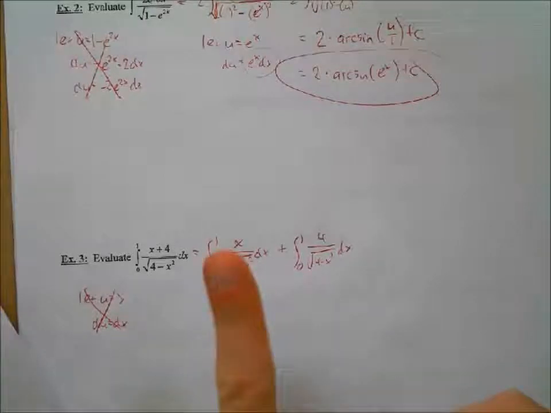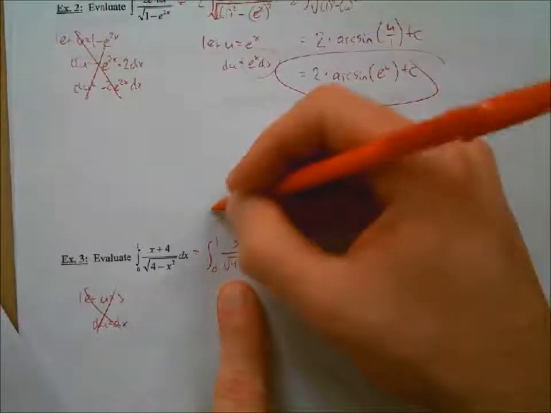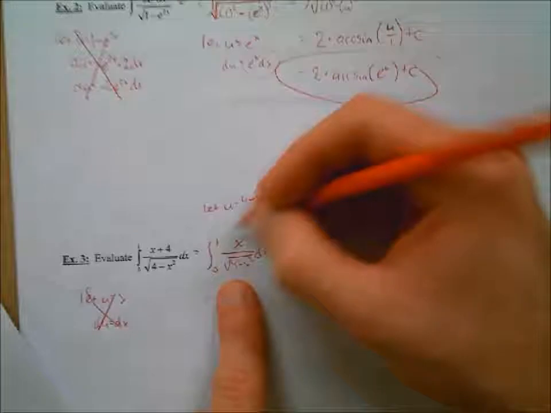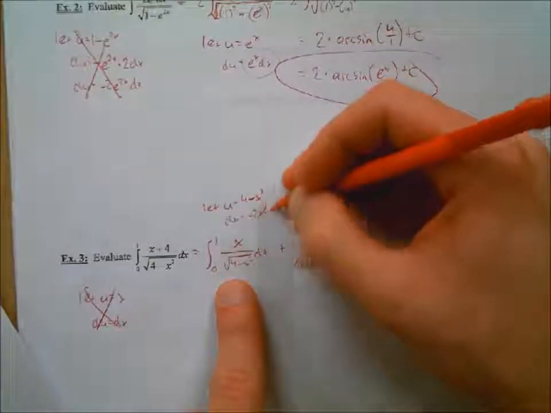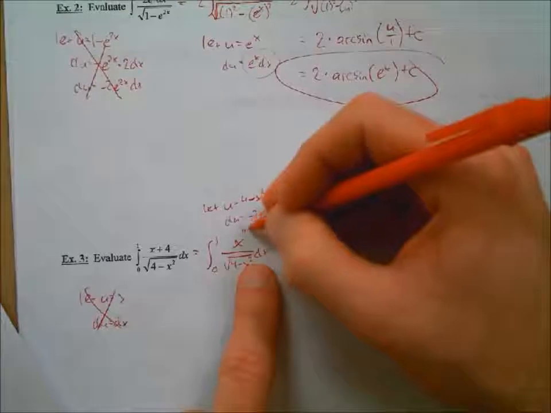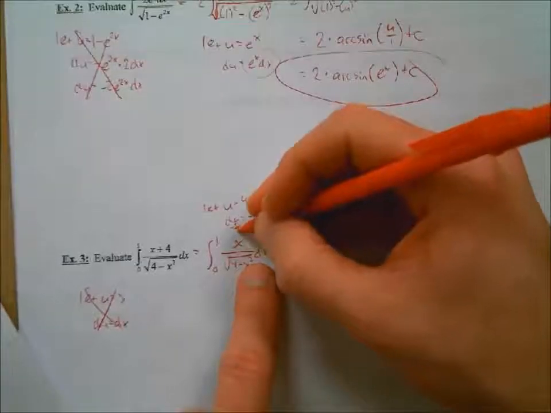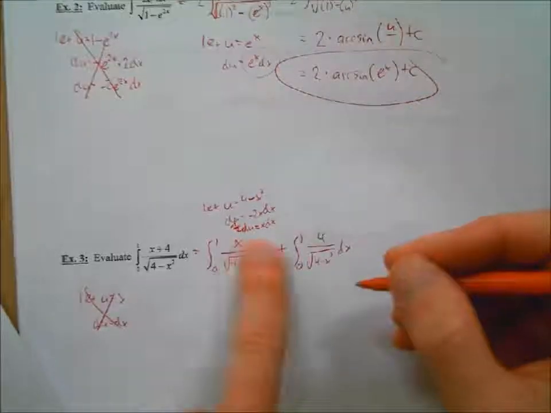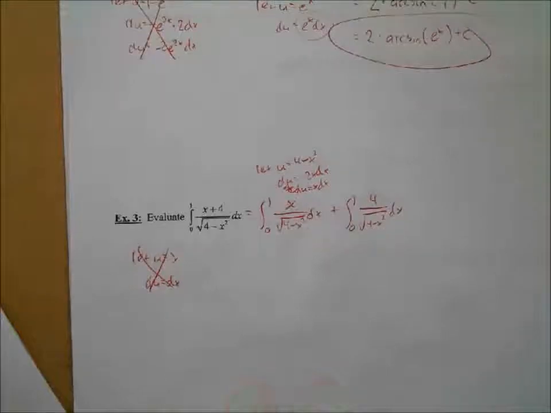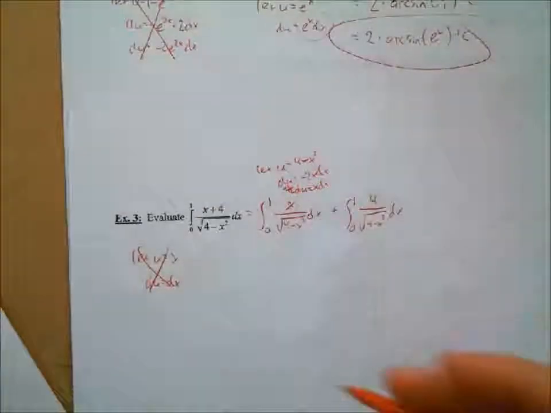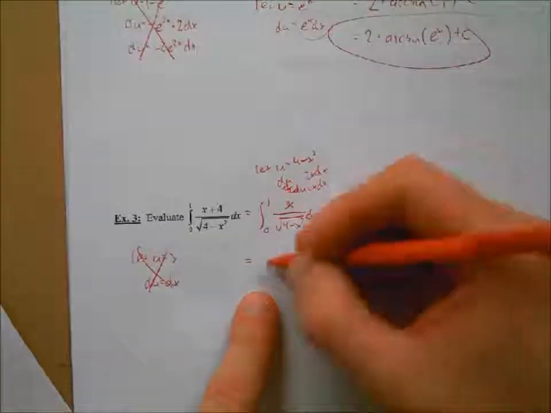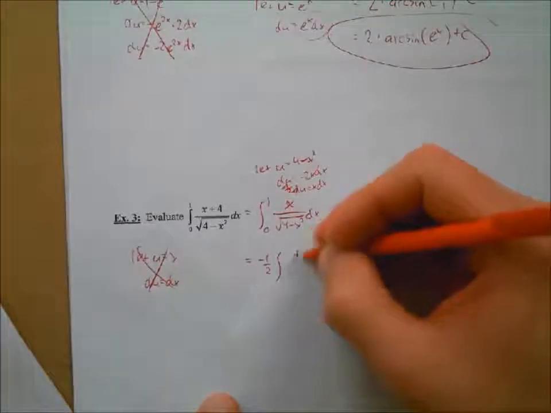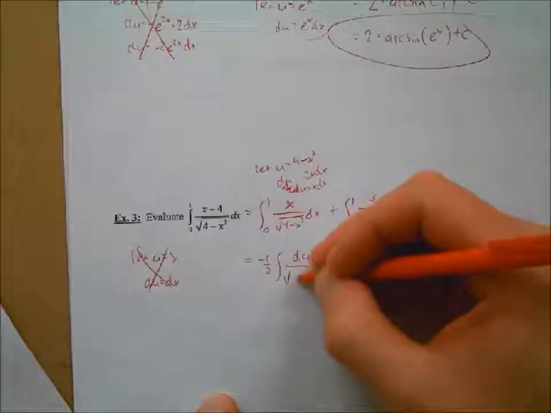So I'm going to do this one first. I'm going to do it up here above it. Let u equal 4 minus x squared, so du equals negative 2x dx. We just have an x dx, so I'm going to say negative 1/2 du equals x dx there. I'm going to zoom in some more for y'all. That's a negative 1/2 du equals x dx. And so we end up with negative 1/2 integral of du over square root of u.